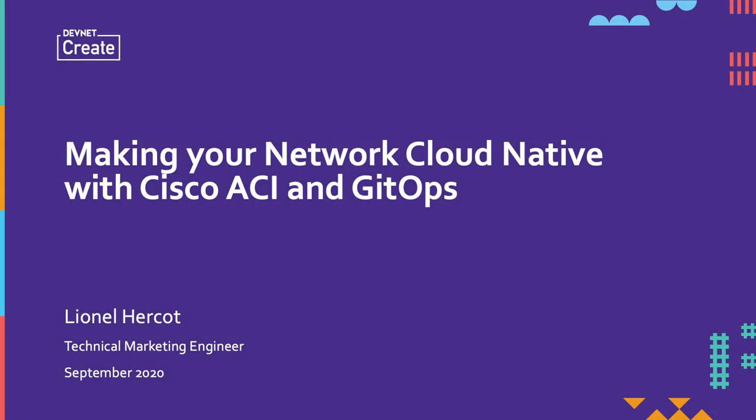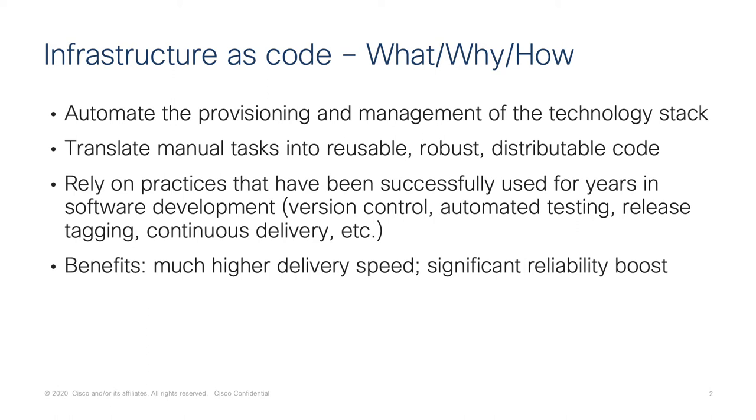Hi everyone, my name is Lionel Erko and I'm a technical marketing engineer working on Cisco's data center networking solutions. In this session, we will discover how you can make your network cloud native by applying GitOps practice to automate your Cisco ACI fabric using Git, HashiCorp Terraform, Kubernetes Operators, and GitHub Actions. Let's get to it. So what is infrastructure as code?